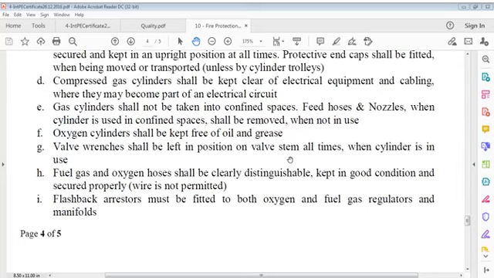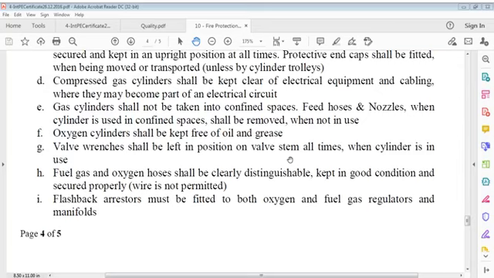Compressed gas cylinders shall be kept clear of electrical equipment and cabling where they may become part of an electrical circuit. Gas cylinders shall not be taken into confined spaces. Feed hoses and nozzles, when a cylinder is used in confined spaces, shall be removed when not in use.